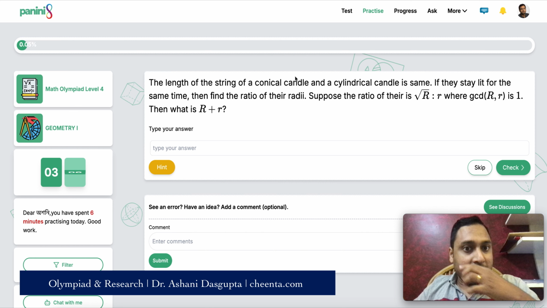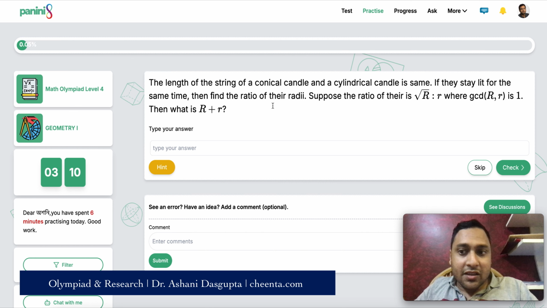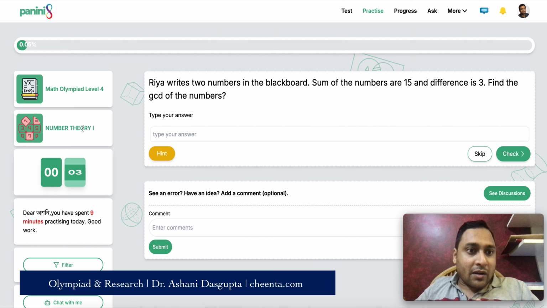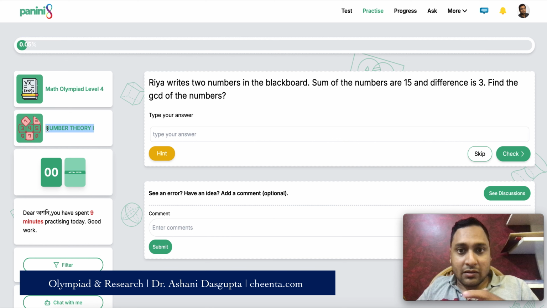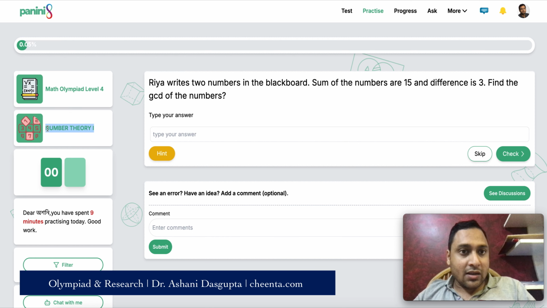Okay, back to the problem actually. This was a problem I was trying. So I can continue with the problem or I could skip the problem, of course. If I skip the problem, you see it goes to a number theory problem. I can start with this particular problem now.